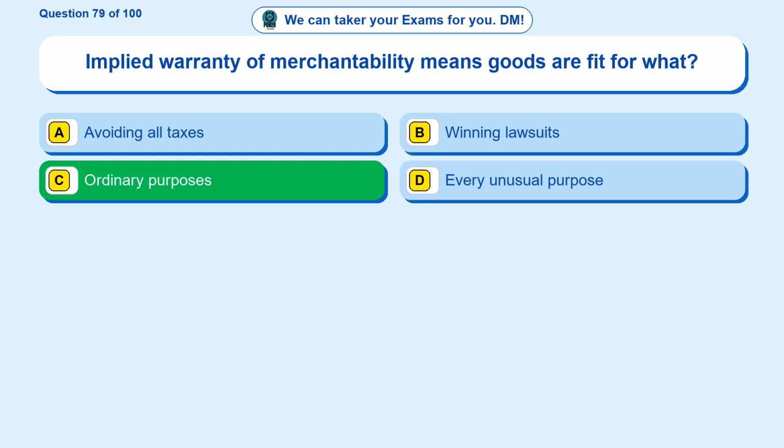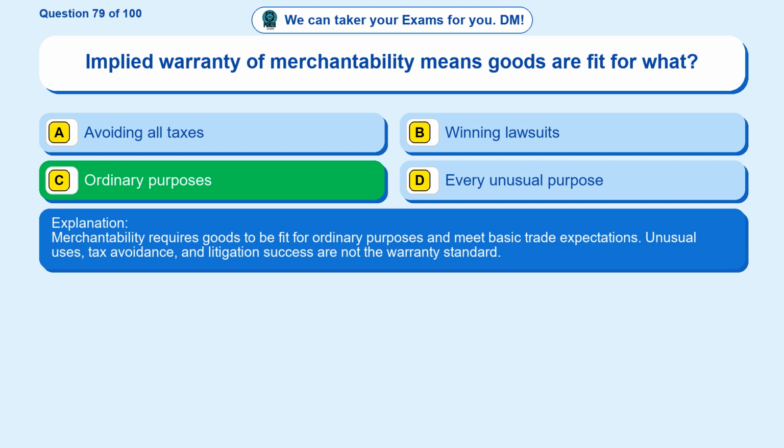Ordinary purposes. Merchantability requires goods to be fit for ordinary purposes and meet basic trade expectations. Unusual uses, tax avoidance, and litigation success are not the warranty standard.